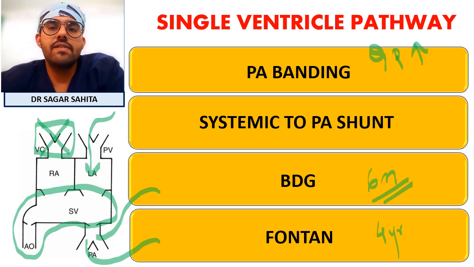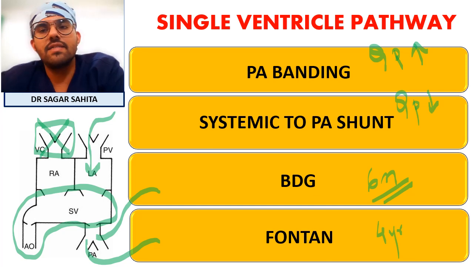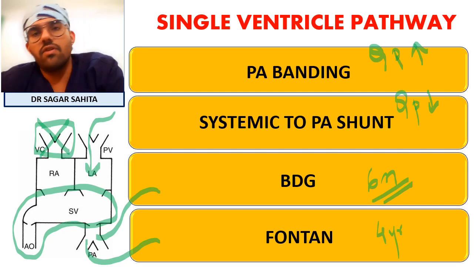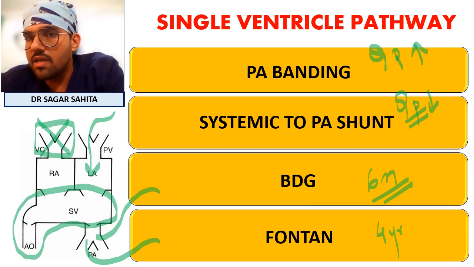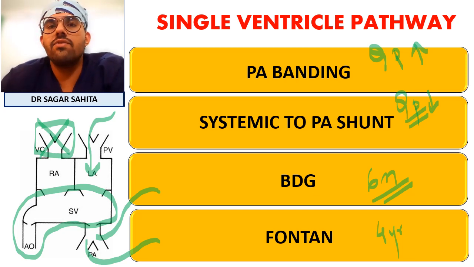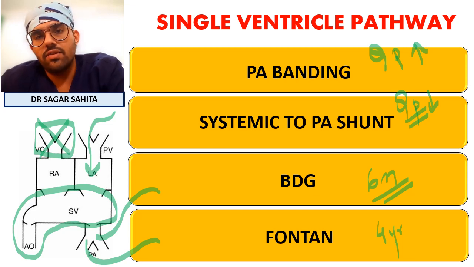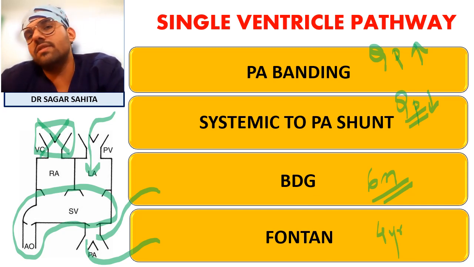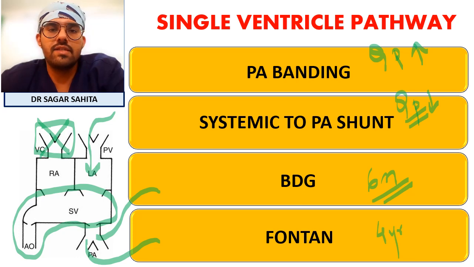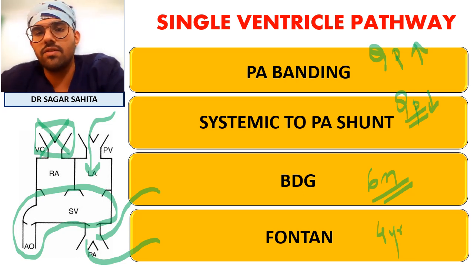Similarly, in those patients who are having low Qp lesions and are severely cyanosed, they may not survive till 6 months of age. Also, for doing bidirectional Glenn and Fontan surgeries, you need good size of the pulmonary arteries. So if there is no flow, the pulmonary artery size may be low. In those cases, we have to do a systemic to PA shunt so that blood flow to the lungs continues, saturation is maintained, the child grows up to 4 to 6 months, and also good saturation we are able to maintain. So this is a brief overview about the single ventricle pathway.